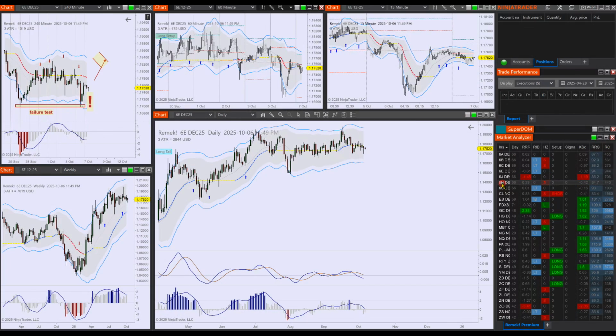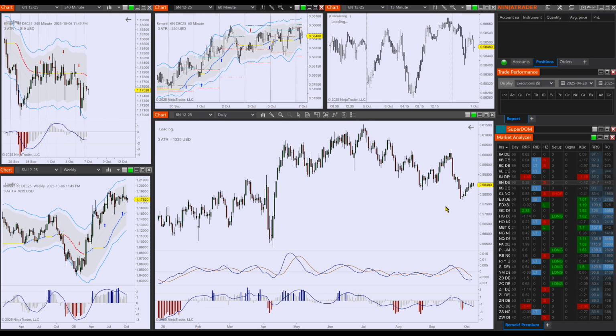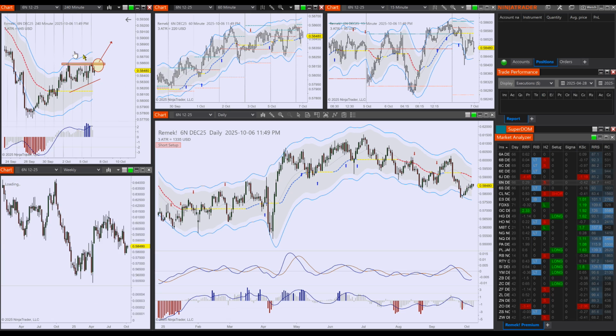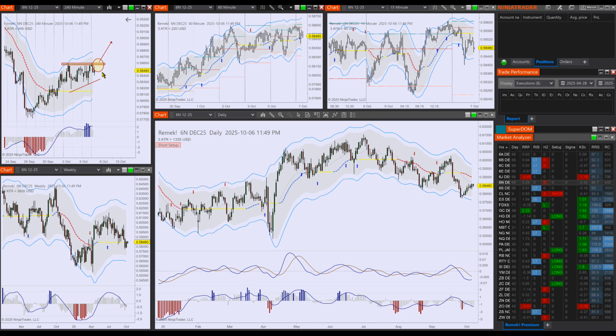Okay, and 6N is very similar as usual to the 6A. So if you want, you can also do something worthwhile on this market. This is a volatility compression which is expected to break to the upside.